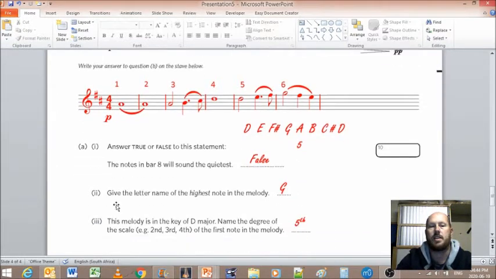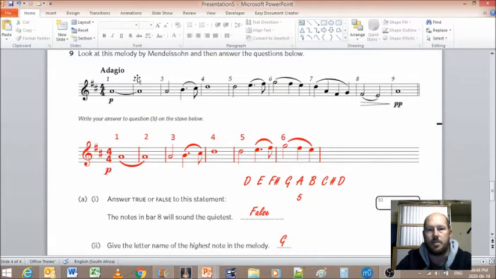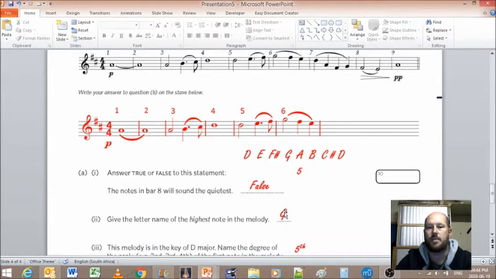Right, so let's take a look at: give the letter name of the highest note in the melody. It's really easy to see where the highest note is. Here's the highest note. And what note does that happen to be? It is G. We know that because this is a treble clef, and therefore this note is G. So we just have to write G.